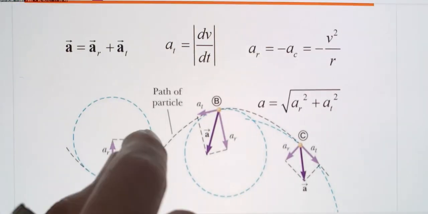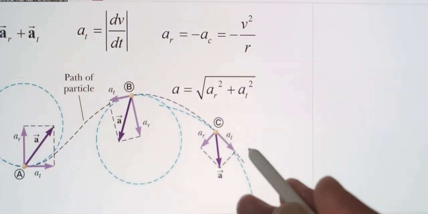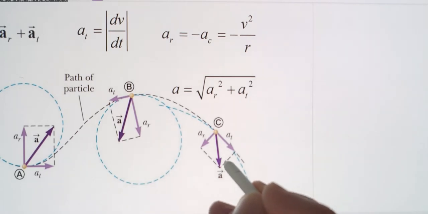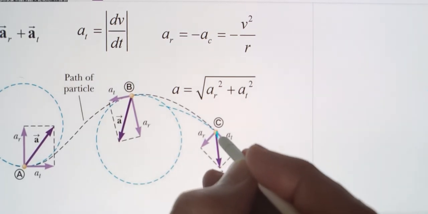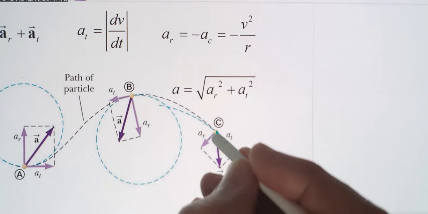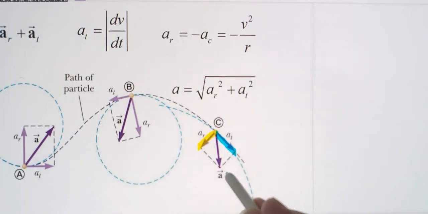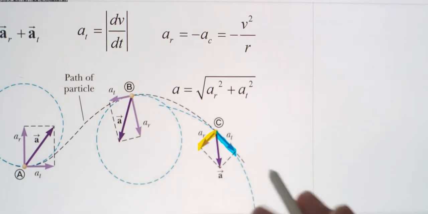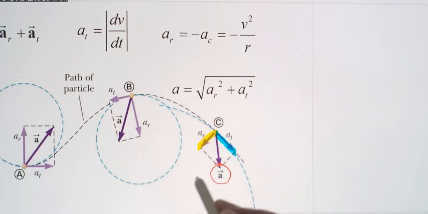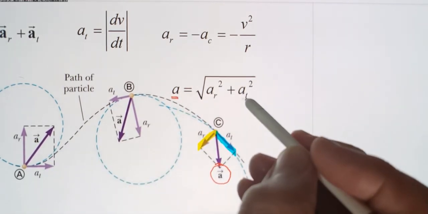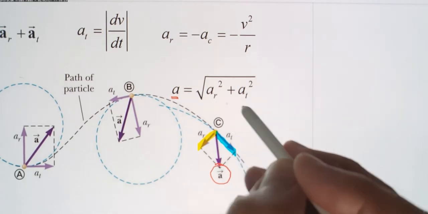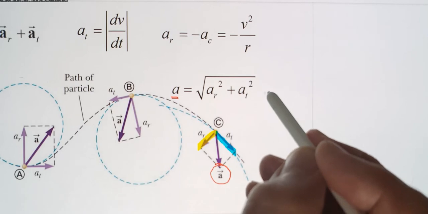So we have a vector. It has two components. The first component is this one, and the second component is this one, and the magnitude of the new vector is this one. So the magnitude of that vector is the centripetal acceleration square plus the tangential acceleration square.